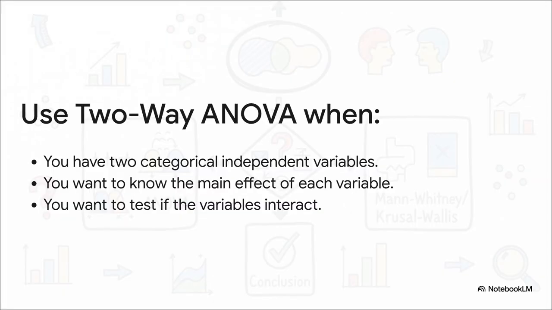So, when do you pull this tool out? You'll want a two-way ANOVA anytime you have 2 factors in play. It's the only way you can really untangle the main effects, that's the overall impact of the treatment and the overall impact of sex, from that really crucial interaction effect, where the combination of the 2 tells the real story.